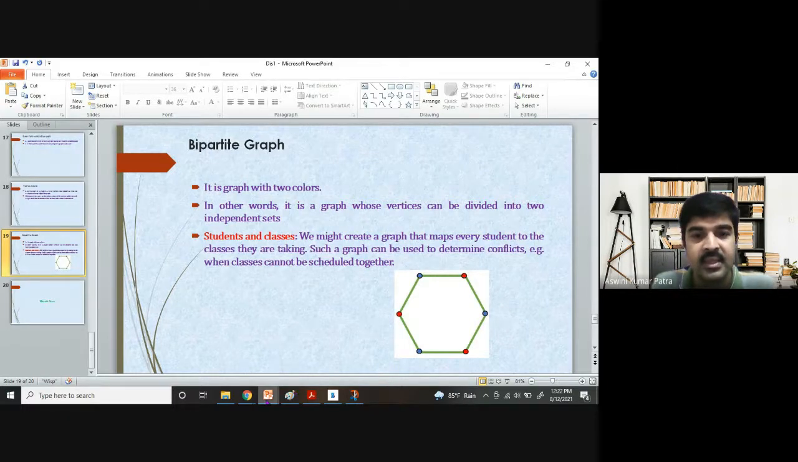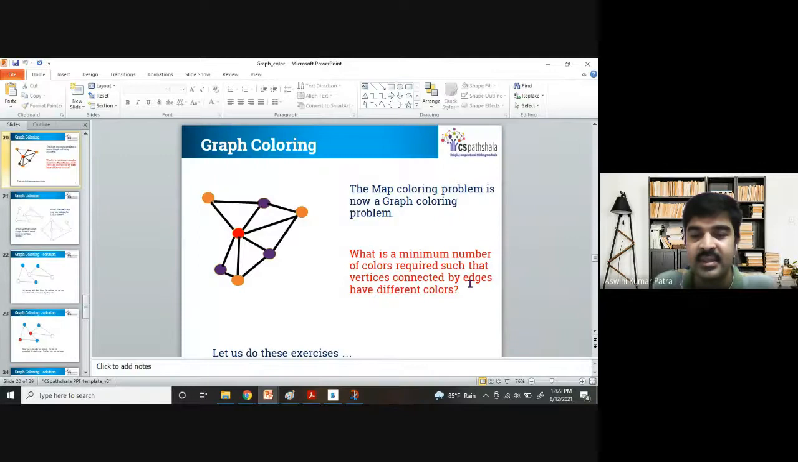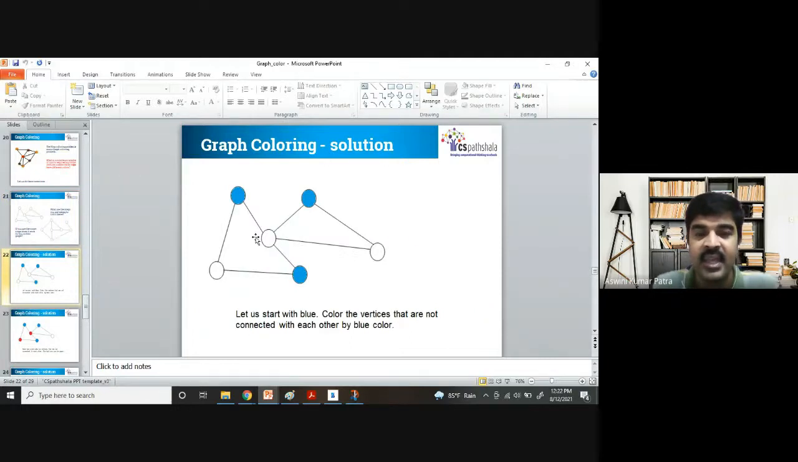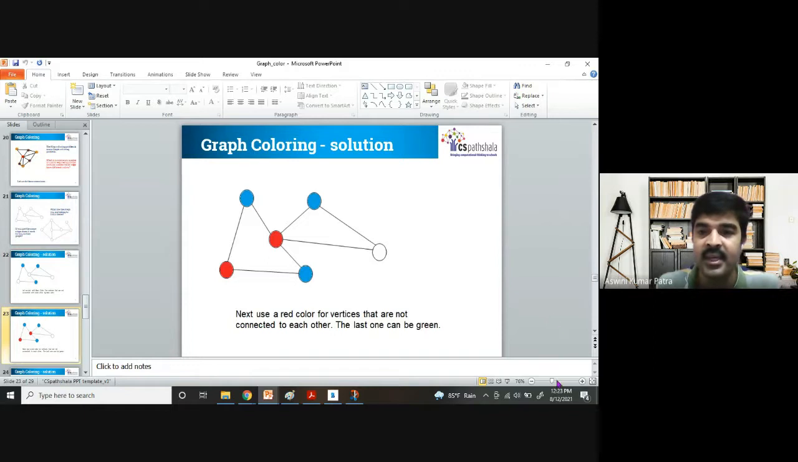Okay. And before that, I was really in a hurry and I've skipped something. Before going to that one, let me tell you that graph coloring could be done like this. What are the steps you're taking? Color these. See, this is a graph, and you can color this. See, the neighbor nodes should not have the same color. Neighboring nodes should not have the same color. That's why here I have different colors, and 2 neighboring nodes have 2 different colors.